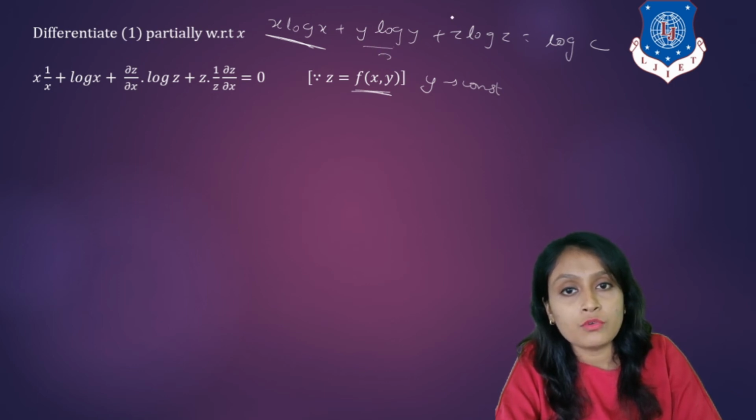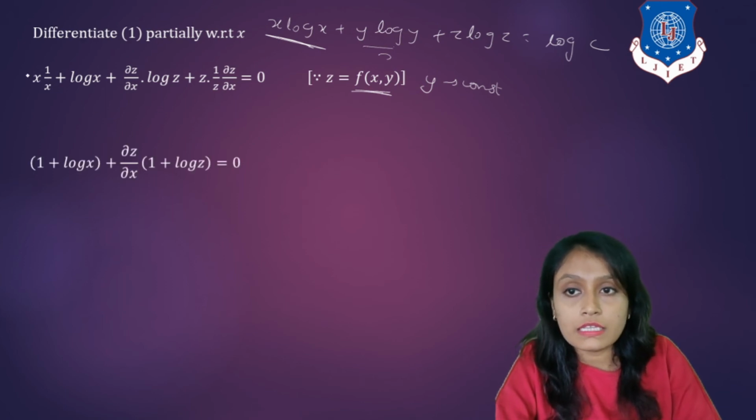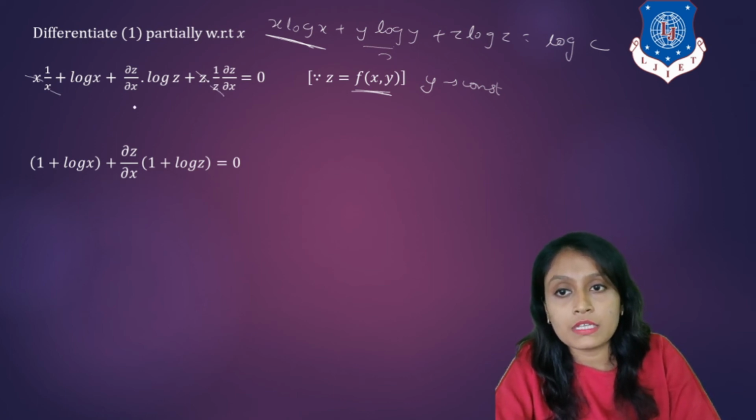Now again here we have to apply the uv rule. Okay, so log z is kept as it is, derivative of z with respect to x, it is del z by del x, plus z is kept as it is, derivative of log z, that is 1 upon z into del z by del x, is equal to 0, derivative of log c, that is 0. Okay, now this x will get cancelled, this z will get cancelled. On simplification we will get 1 plus log x plus, take this del z by del x common, so here we have 1 plus log z, is equal to 0.